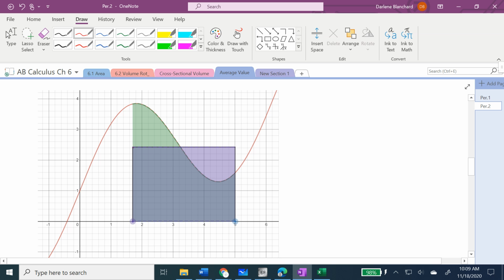So f average is, I'm trying to accurately mark that, a y value over here somewhere. You are guaranteed that there is at least one x coordinate, c, between a and b, such that f of c is equal to the average value of f. It will happen for at least one x in between a and b, but it could happen for more.